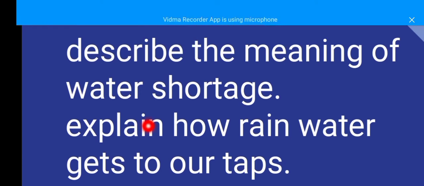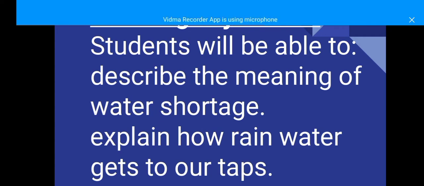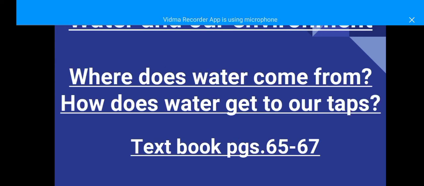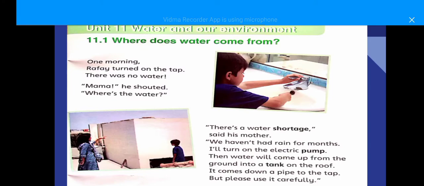Our second learning objective is that you will be able to explain how rainwater gets to our taps. Keep this in mind, that rainwater is the only natural source which is providing all kinds of water on our planet Earth. And here we are going to learn how we are getting this rainwater from our taps. So these were the learning objectives. As you can see, we have learnt about those, and now we are going to start our today's reading task.